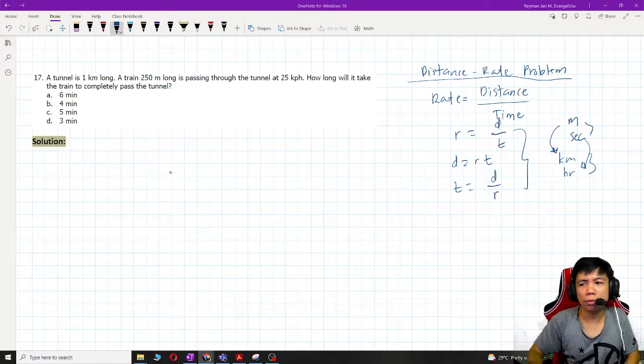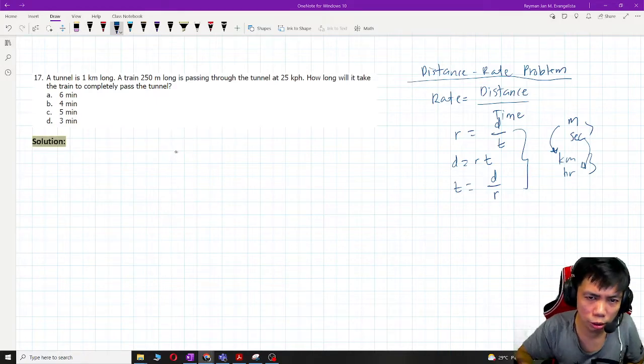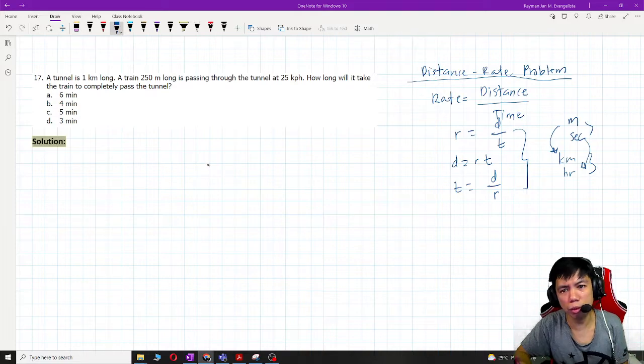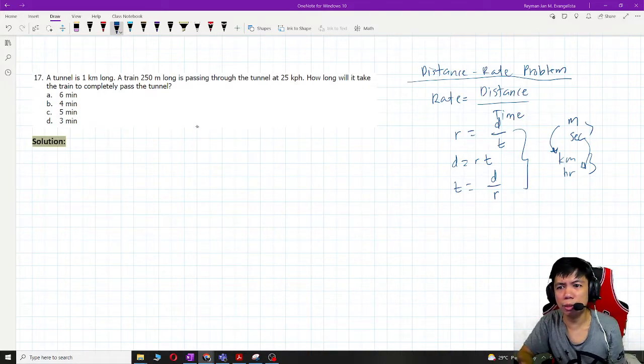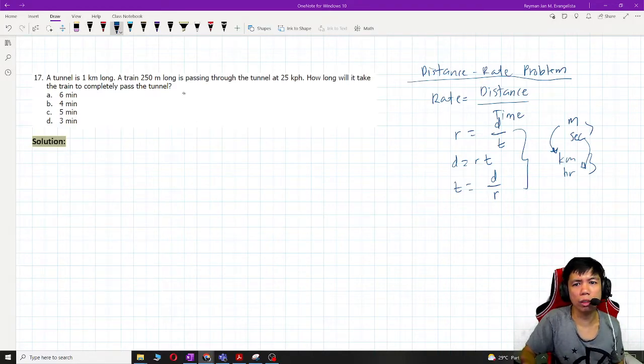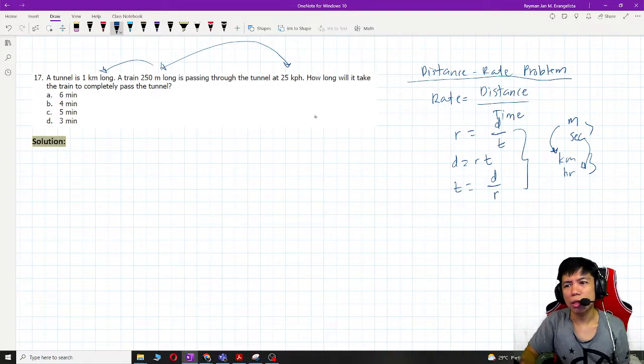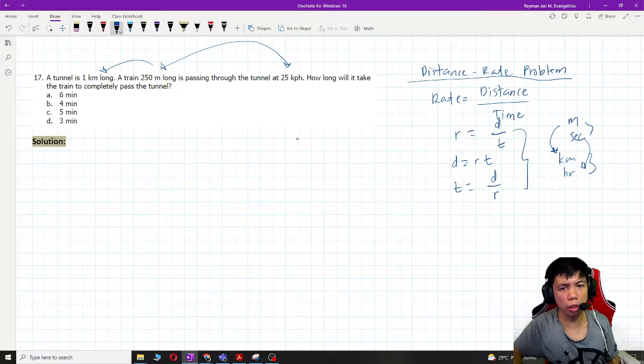So a tunnel is 1 kilometer long. A train 250 meters long is passing through the tunnel at 250 kilometers per hour. As you can see, distances given, meron tayong meters tapos meron tayong kilometers. Now, how long will it take the train to completely pass the tunnel?